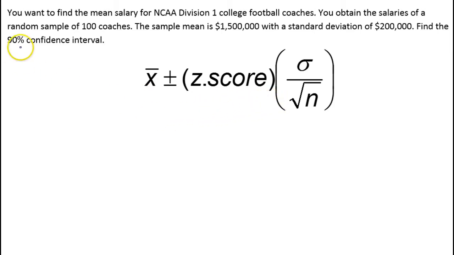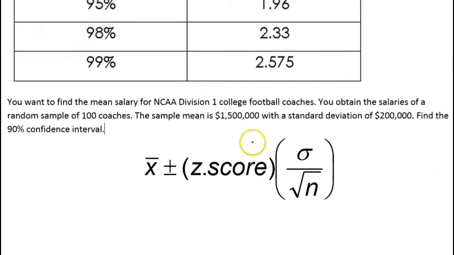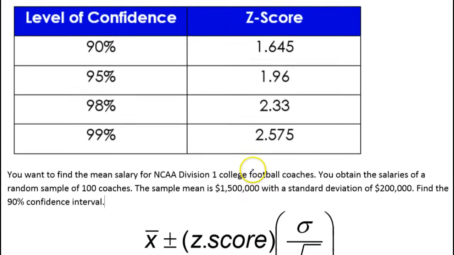Now, depending on what level of confidence you want, in this case 90%, that's going to control what z-score you use. You will probably be given those z-scores that you need. This is not something that you memorize. There are ways to calculate these yourself, but that's beyond the scope of this video. So, since we want the 90% confidence interval, we're going to use this z-score of 1.645.